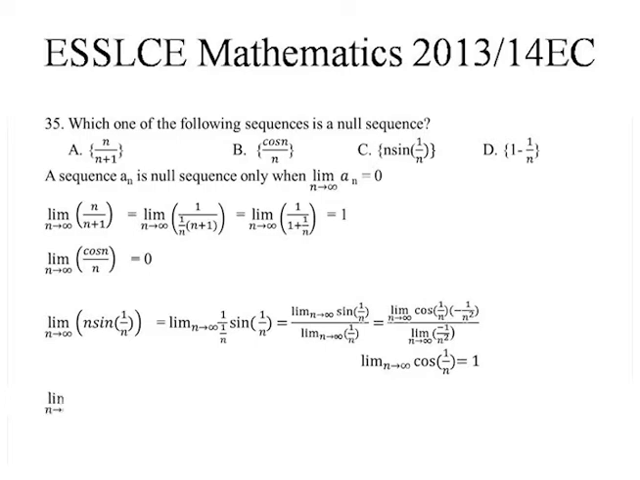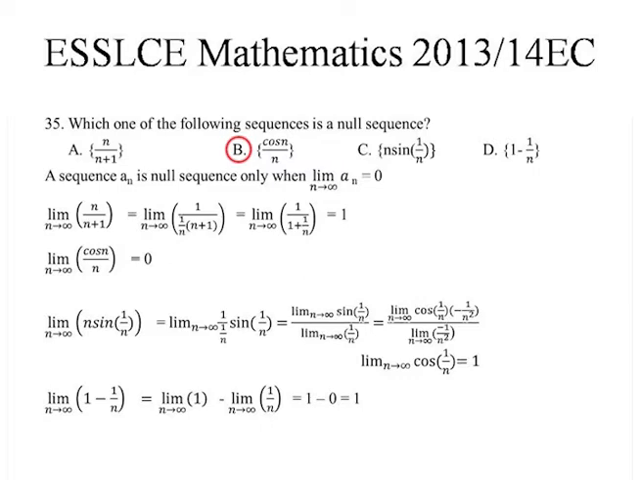Choice D: the limit of 1 minus 1 over n as n approaches infinity is equal to the limit of 1 as n approaches infinity minus the limit of 1 over n as n approaches infinity. The limit of 1 is 1. As n approaches infinity, 1 over n approaches 0. The limit of 0 is equal to 0. 1 minus 0 is equal to 1. So choice D is not a null sequence. The correct answer is choice B.